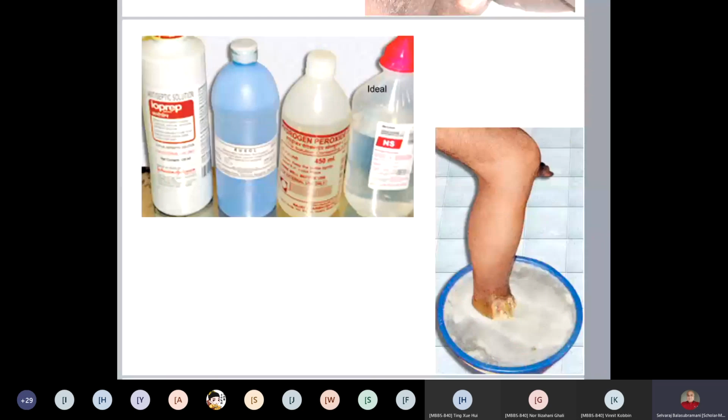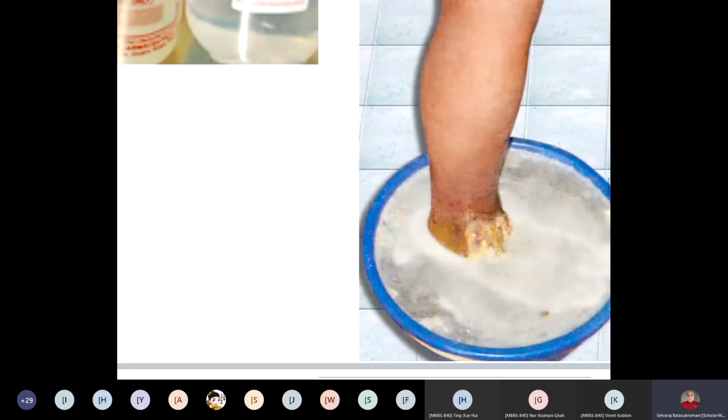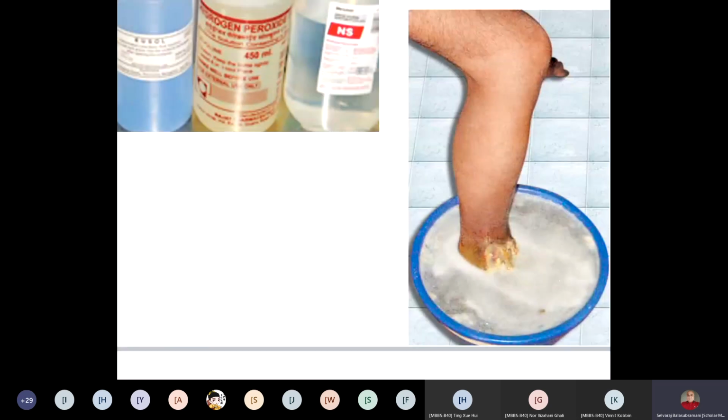So what we are doing for diabetic ulcer: you are seeing a patient with diabetic ulcer, diabetic foot. What you have to do, you have to take a bowl. In that bowl, you have to put this U-Sol, and then you have to ask the patient to immerse the foot in this U-Sol. This is called U-Sol bath.